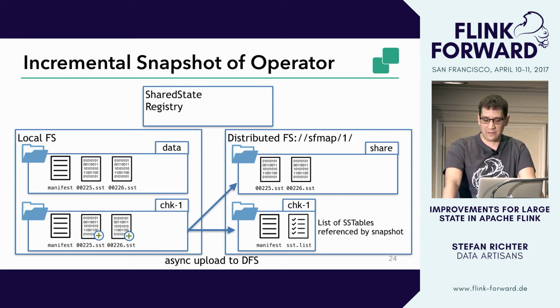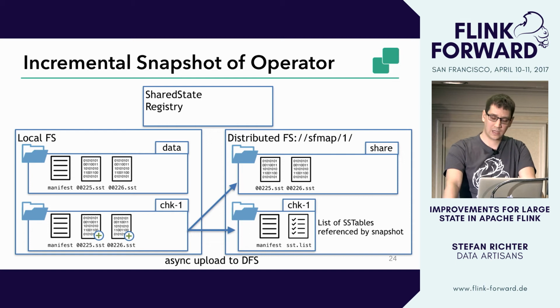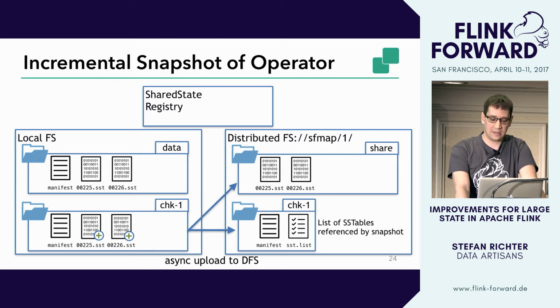Then there's also private state to that checkpoint, which goes to a private directory, and it consists of the manifest, because the manifest, as you remember, is mutable. And it consists of a list of references to the SS tables. So this list would now contain the file names for SS tables 225 and 226. And this upload to HDFS can be done completely asynchronously.